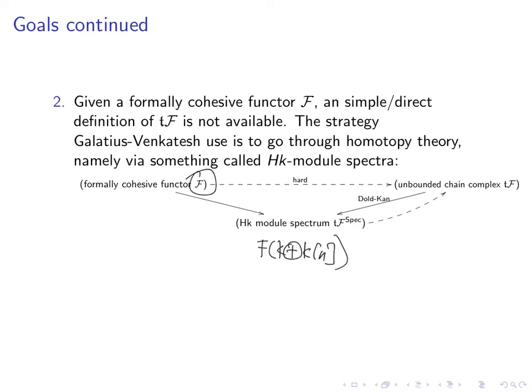And then there's also something called the Dold-Kan correspondence, which is an equivalence of categories between bounded chain complexes and simplicial K modules. And that goes this way, and then the idea is to take the inverse of it, and that's how you get your tangent complex.